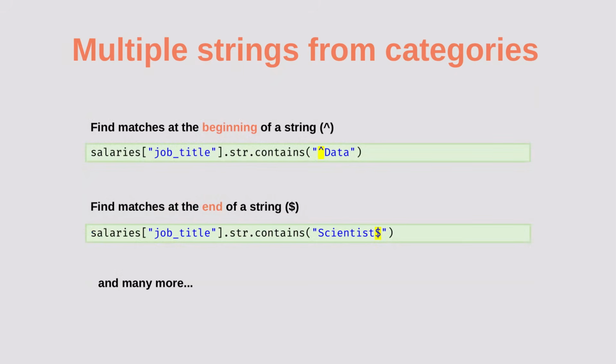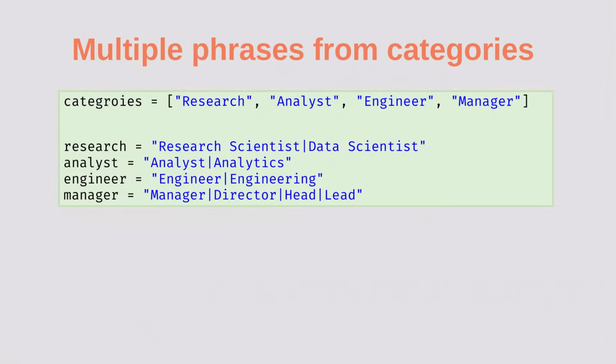If we want to filter job titles that start with a specific phrase like data, we can still use the str.contains method. This time we include the caret symbol at the beginning of the string, which tells pandas to look for matches at the start of the string. For example, caret data will match job titles like data scientist, but it won't match titles like big data engineer since big comes first. Likewise, adding a dollar symbol at the end tells pandas to look for matches at the end of the string.